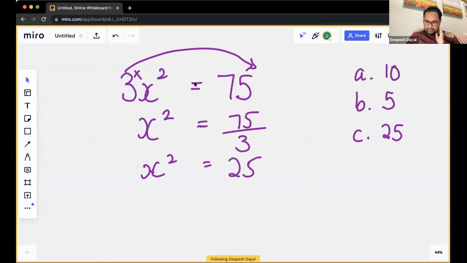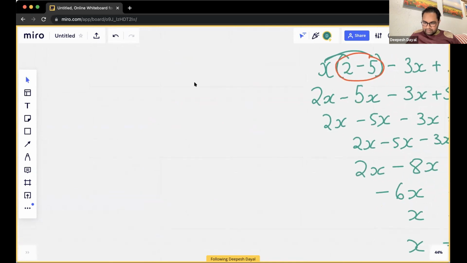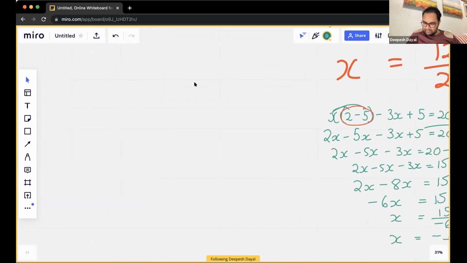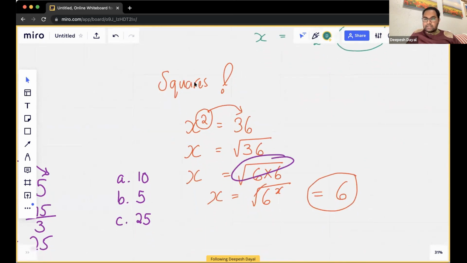25. And then how do we get x on its own? I think you do it again by dividing by 2. Okay, wait, remember what we looked at in the previous one, Bontle. What did we call this? Let's go back here. What did we call this? We called it a square root.